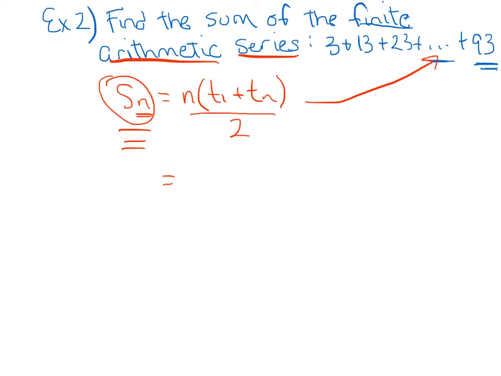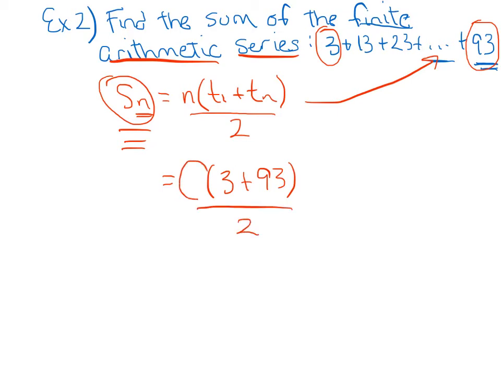I can fill in my first term. My first term is 3. And my last term this time. In the previous example, we had to go find the last term. My last term is 93, so I can actually fill that in right away. And of course, I can always divide by 2. I need to now go find what n is.